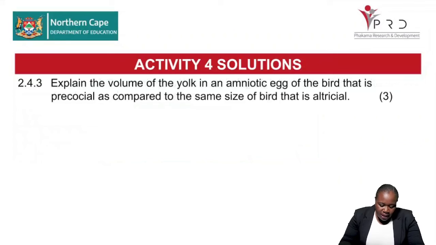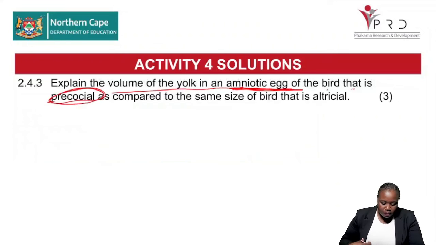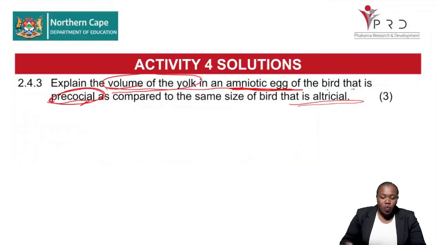2.4.3, explain the volume of yolk in an amniotic egg of the bird that is precocial as compared to the size of the bird that is altricial. We've just looked at this in the previous activity. But now we are just comparing altricial and precocial. With precocial, obviously the volume of the yolk would be high. With altricial, the volume of the yolk will be low.